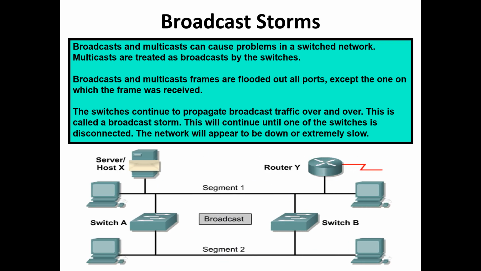So this is the reason why we don't have to allow broadcast storms to happen in our network, because they will kill our entire bandwidth.